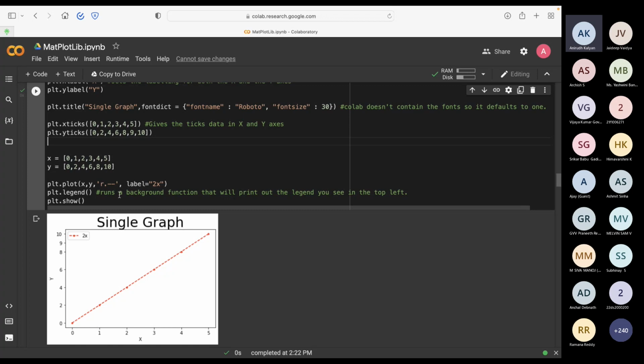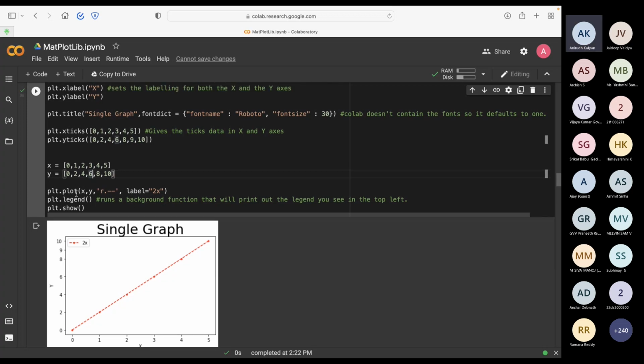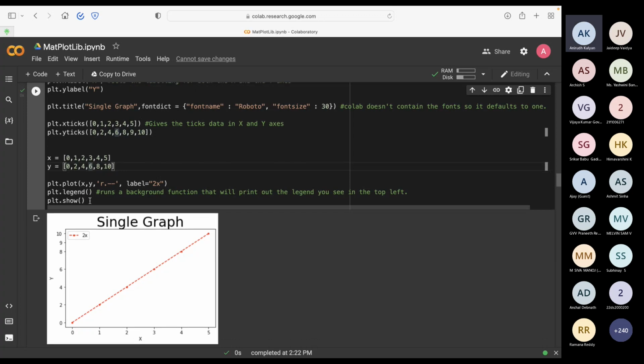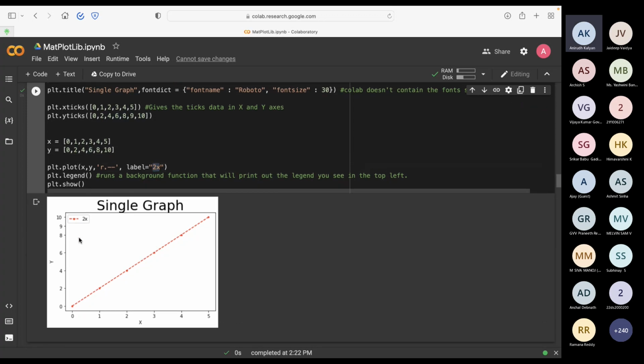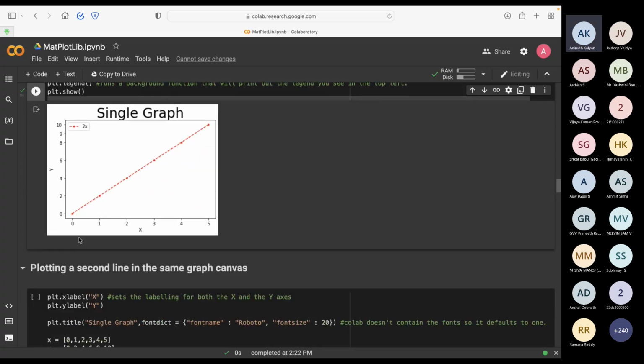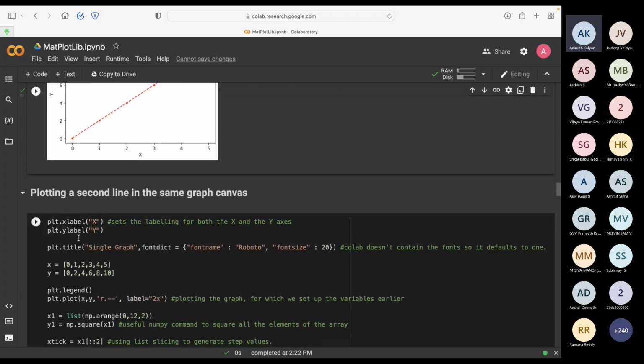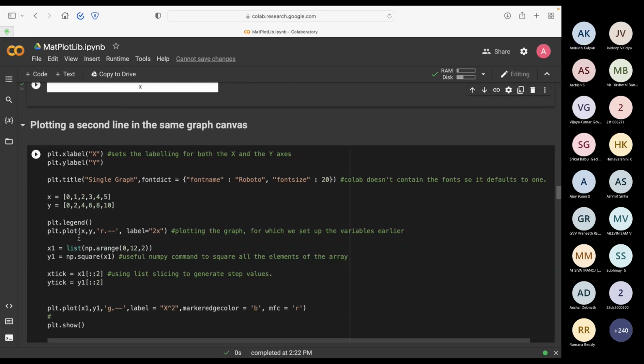From this, we have done this before. We are giving in X values, we're giving in Y, and then we're plotting everything using a label. Yes, so all of this we have done, and I'm labeling it as X, and then it's coming as a legend. Now what I will do is plot a second line in the same graph canvas.